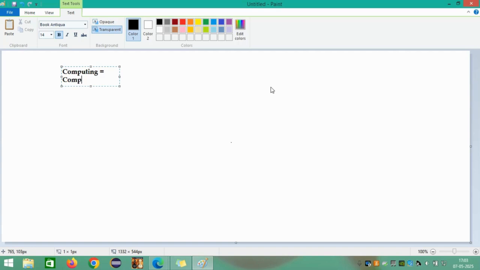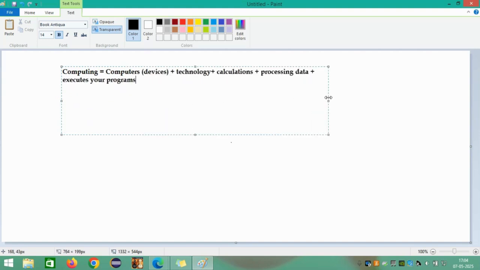So I can call computing a collection of computers, which are your devices basically, with your technology performing some calculations, just processing of your data, and importantly, executes your programs. So this is a basic definition of what computing is.